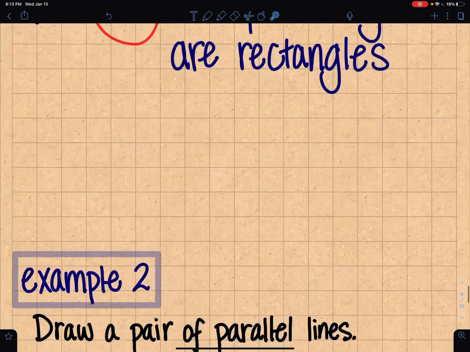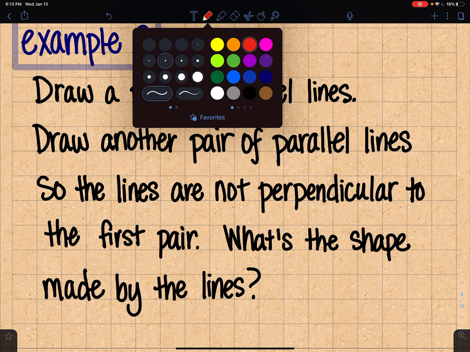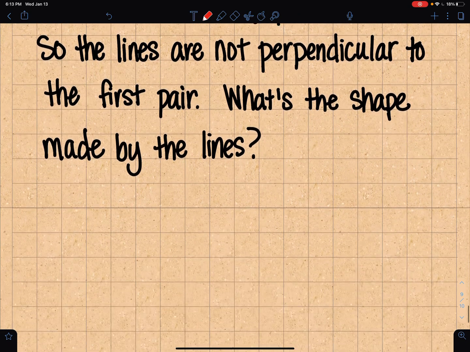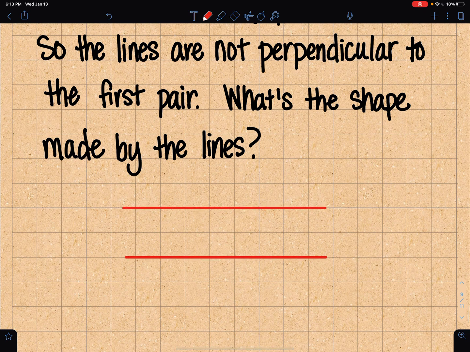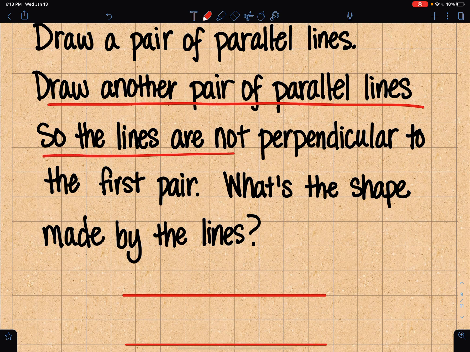All right, let's do example 2. Example 2 gives us some instructions. It says, draw a pair of parallel lines. All right, so let me do that. I'm going to start with that. Draw a pair of parallel lines. Here's a line. Here's another line. Okay, they're parallel. Now it says, draw another pair of parallel lines so that the lines are not perpendicular to the first pair. What's the shape made?